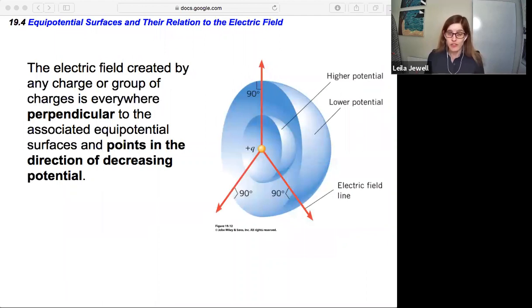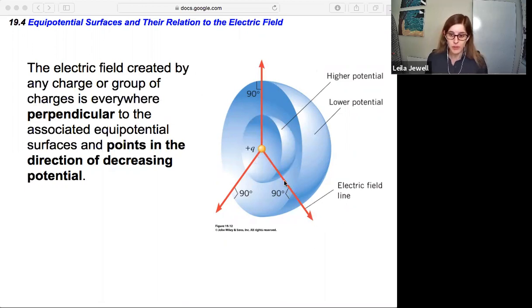Now, the electric field created by any charge or group of charges is everywhere perpendicular to the associated equipotential surfaces and points in the direction of decreasing potential. So with our positive point charge, if we draw in our equipotential spherical shell surfaces here, we could draw the electric field as going perpendicularly through these shells and pointing towards lower potential, so pointing away from the positive charge.